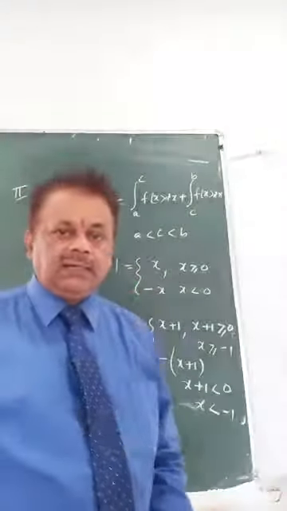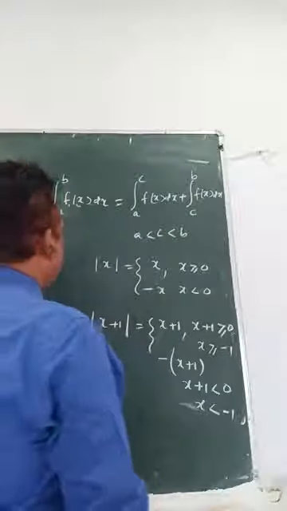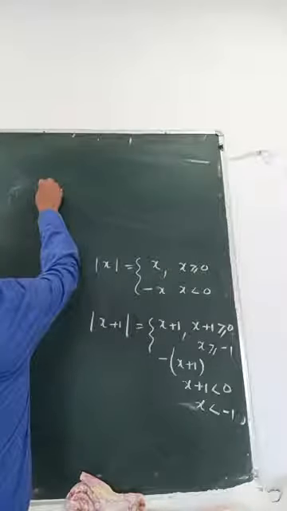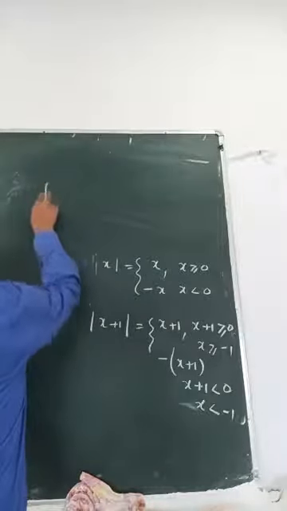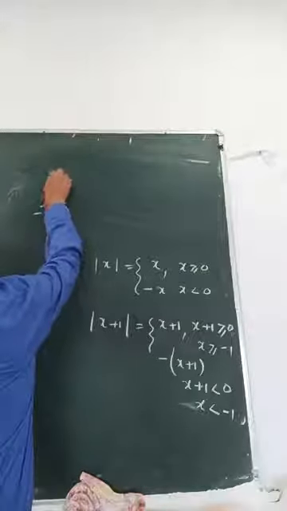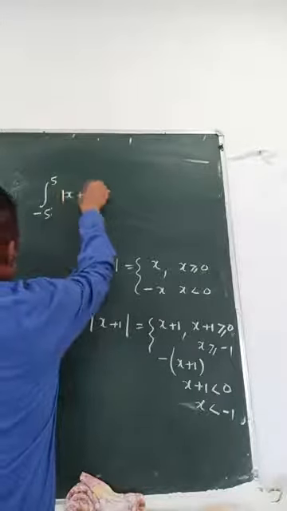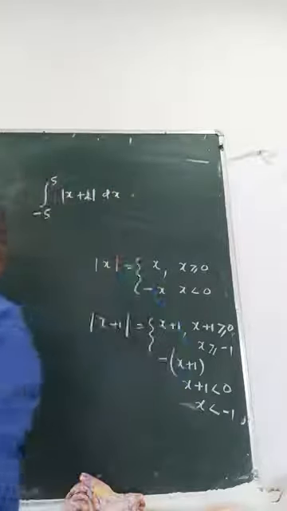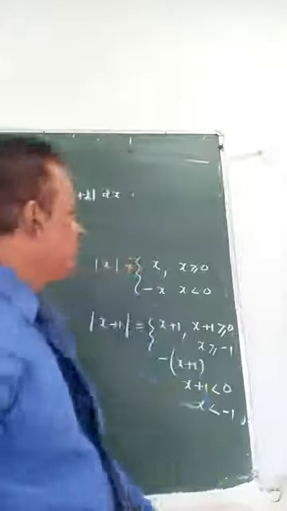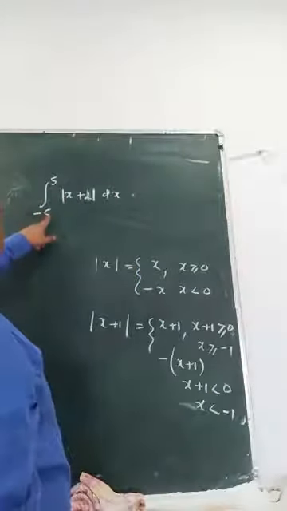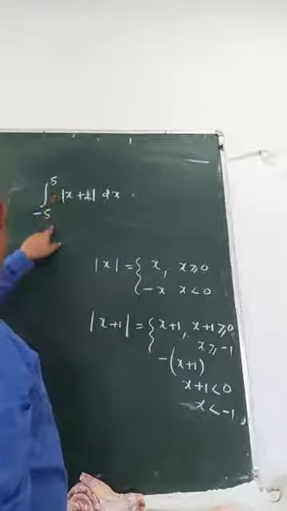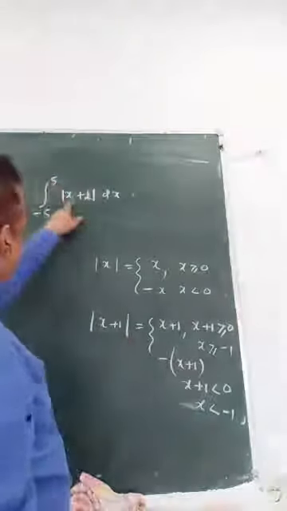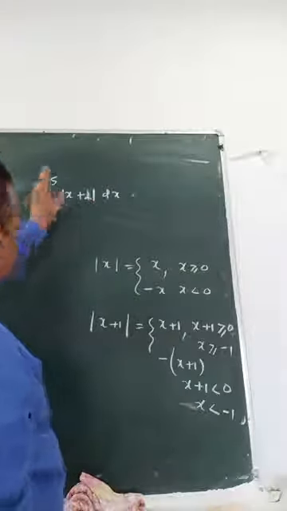To understand in detail, suppose I take a question: evaluate the integral from minus 5 to 5 of modulus of x plus 2 dx. Okay, that means I will find a point between minus 5 and 5. That is very clear, that is minus 2. Look at here, minus 1 is coming in the earlier example. That means minus 2 will be a point between minus 5 and 5.